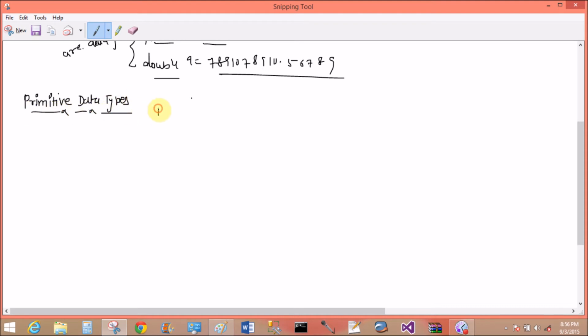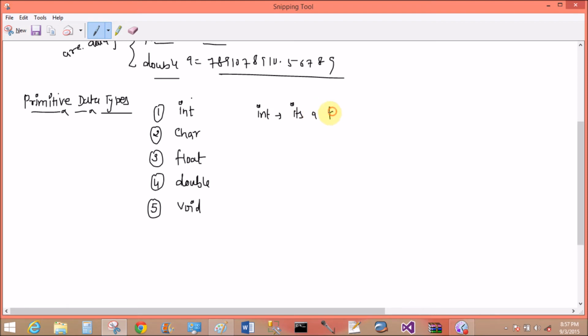Primitive data types are categorized into different parts. That is integer, int, char, that is a character, float, which takes decimal points, double, which takes decimal points with a long size of the variable, and the fifth data type is void, which is actually a null return type. So integer is a keyword.